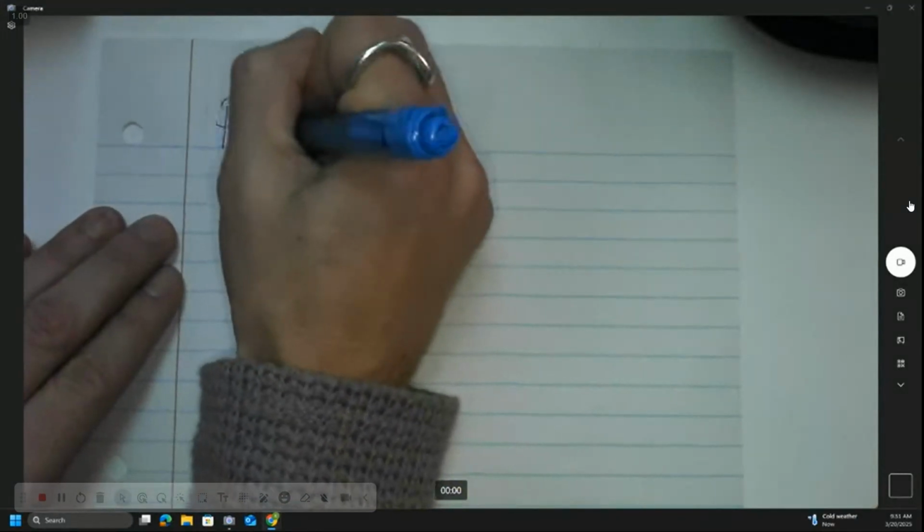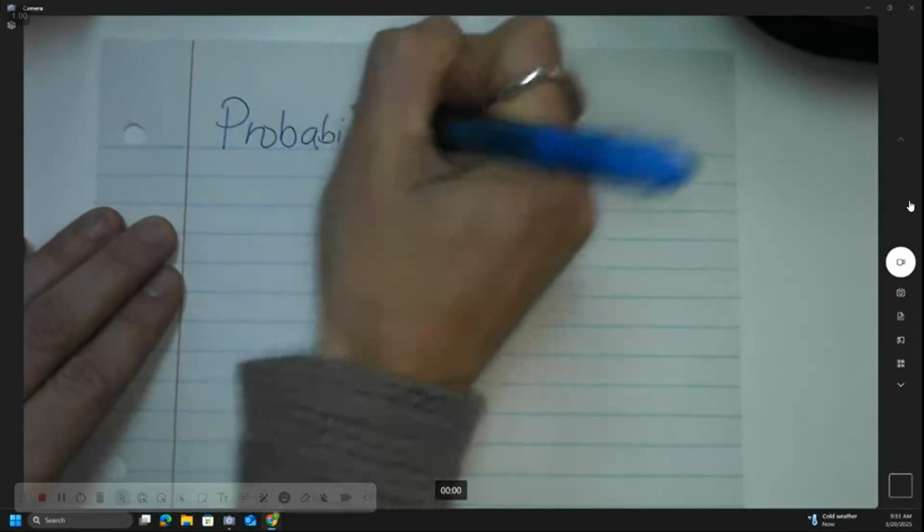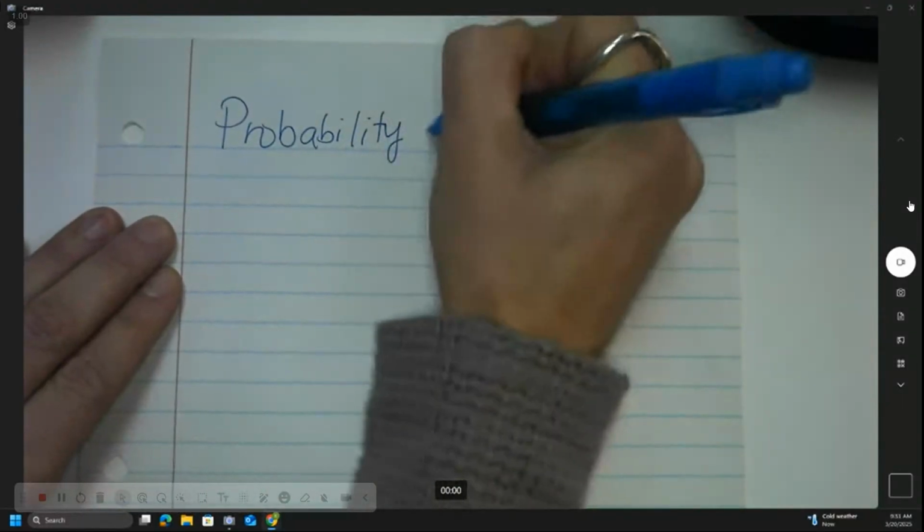Brand new chapter covering probability and statistics. Lesson 1 is covering the probability of simple events.